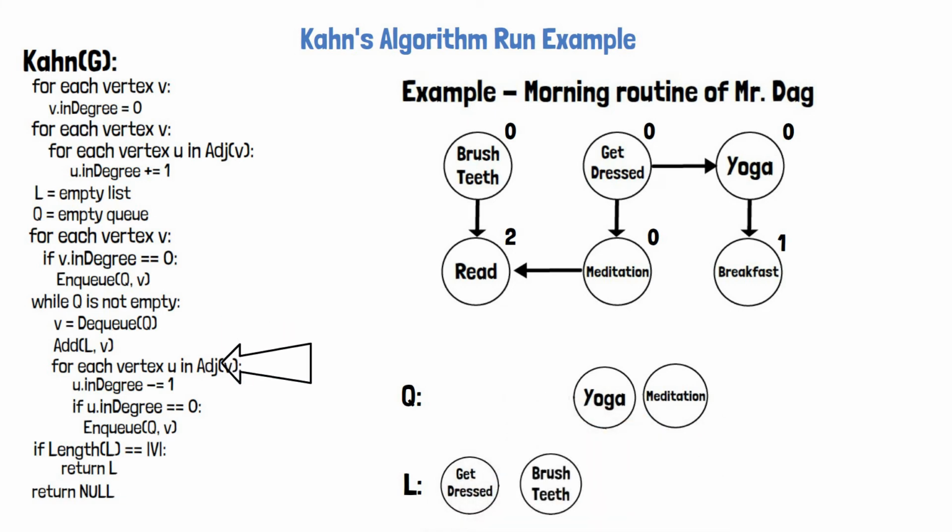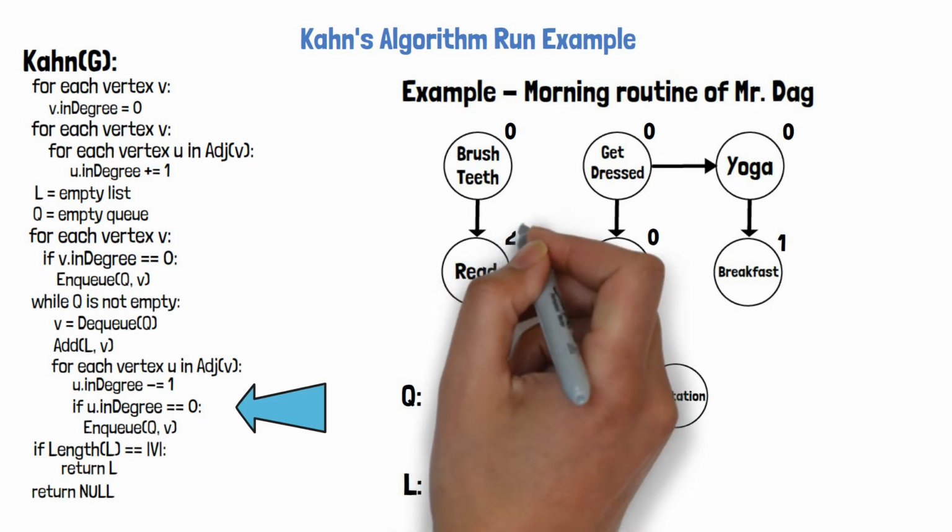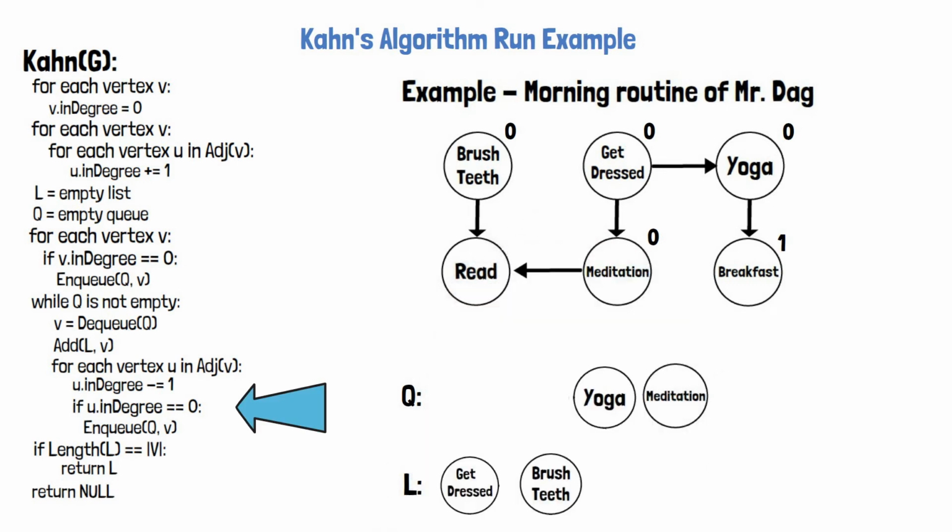Brush teeth has only one neighbor, which is read. We reduce read's in degree by 1. Its in degree is not 0, so it is not yet ready to be added to the Q. So we go back to another iteration of the while loop.